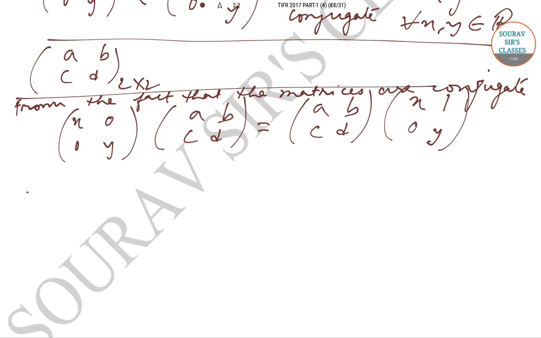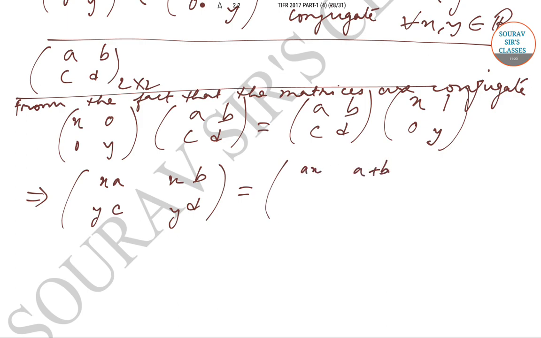Now we multiply these two sides. On multiplication, it comes down to XA, XB, YC and YD. This is equal to AX, A plus BY, CX, C plus DY.